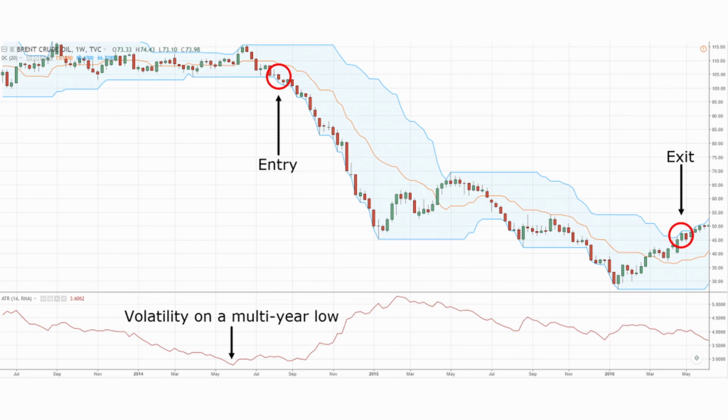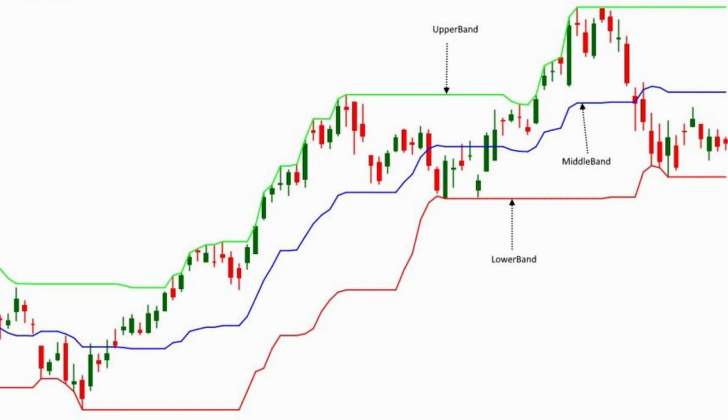If the price moves significantly away from the upper or lower bands and then reverses, it can signal a potential trend reversal. The width of the Donchian channels can indicate market volatility. Wider channels suggest higher volatility, while narrower channels suggest lower volatility.